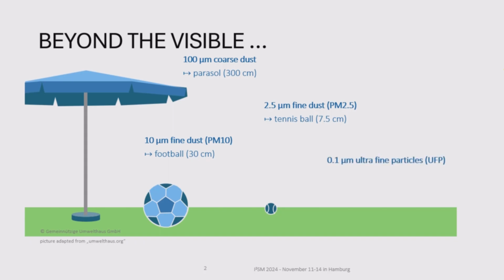If we say PM10 is the size of a football, PM2.5 is the size of a tennis ball, and PM0.1, which is where the ultrafine particulates start, is the size of a pinprick. So it gives you a good representation and ratio of the difference in size of particulate that we're trying to measure and identify.